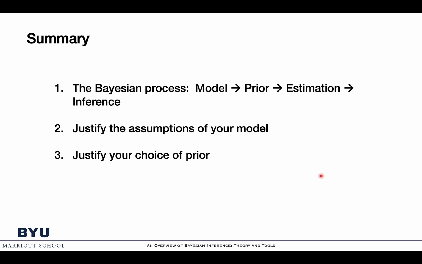And that's the process. We specify a model, we specify prior distributions, we find a way to draw from the posterior distribution, and then we can conduct inference by summarizing those draws. Two things to keep in mind are that we have to justify the assumptions of our model, and we especially have to justify the choice of the prior distribution.